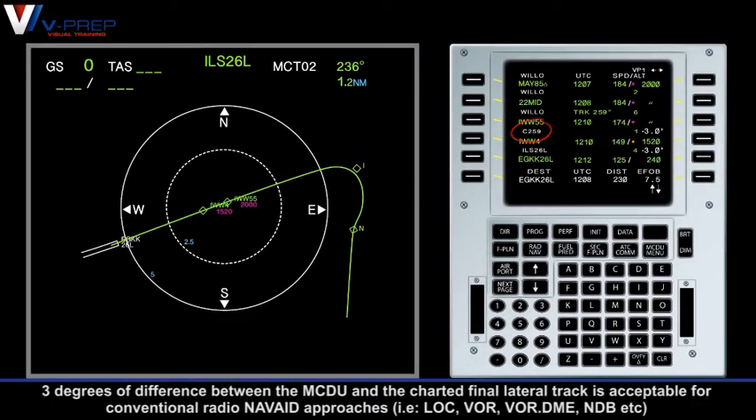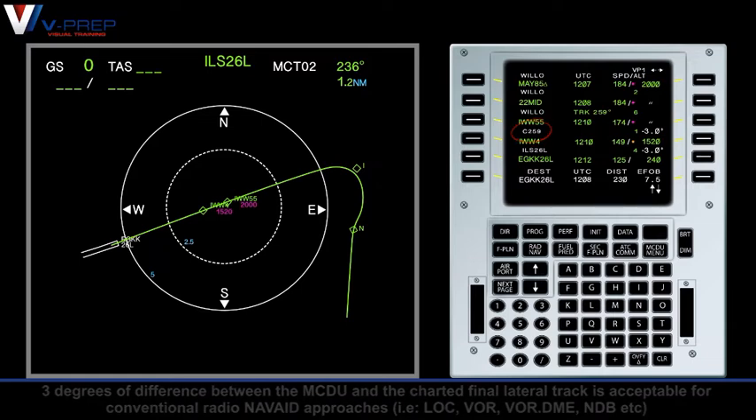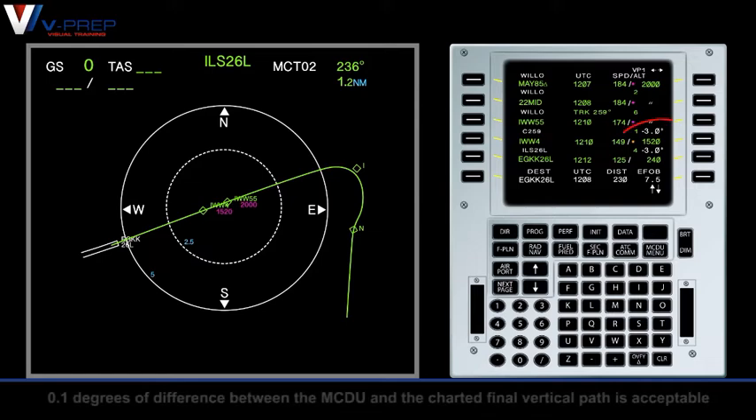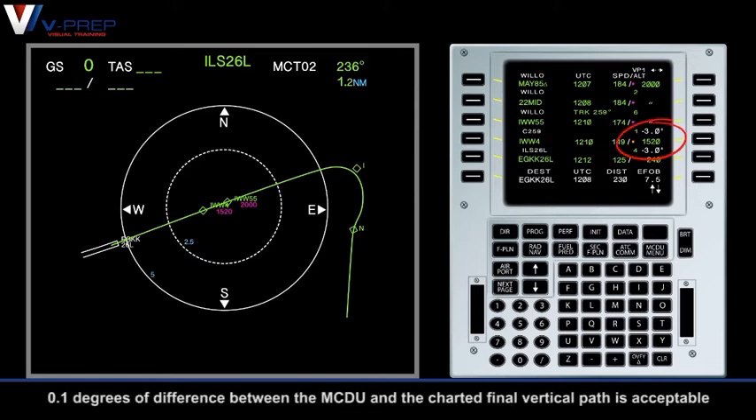3 degrees of difference between the MCDU and the charted final lateral track is acceptable for conventional radio NAVAID approaches, i.e. LOC, VOR, VOR/DME, NDB, etc. One degree of difference between the MCDU and the charted final lateral track is acceptable for RNAV. 0.1 degrees of difference between the MCDU and the charted final vertical path is acceptable.